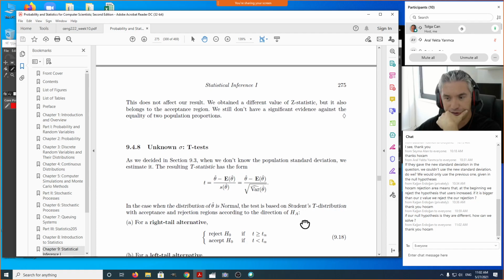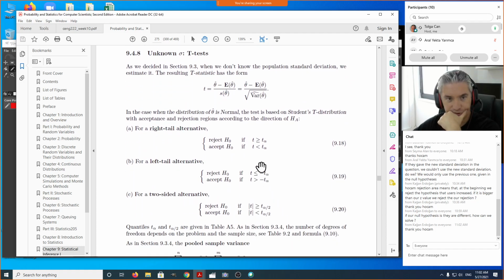We have a proportion. So the t-test, when we have unknown variance, when we don't know the population standard deviation, we estimate it, and the resulting t-statistic.